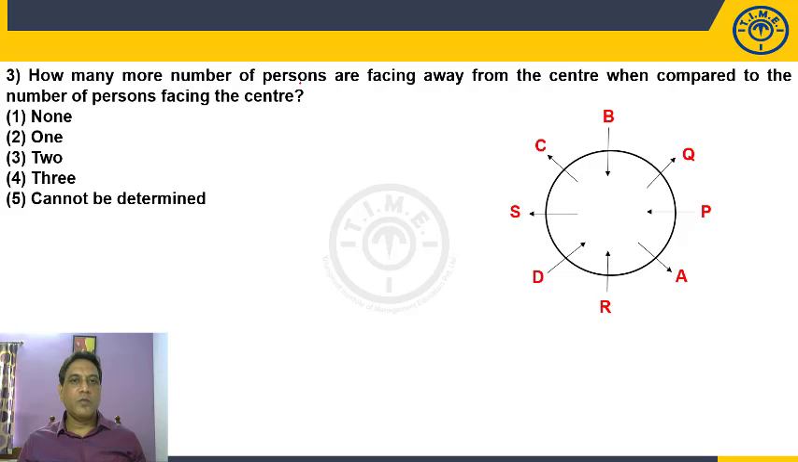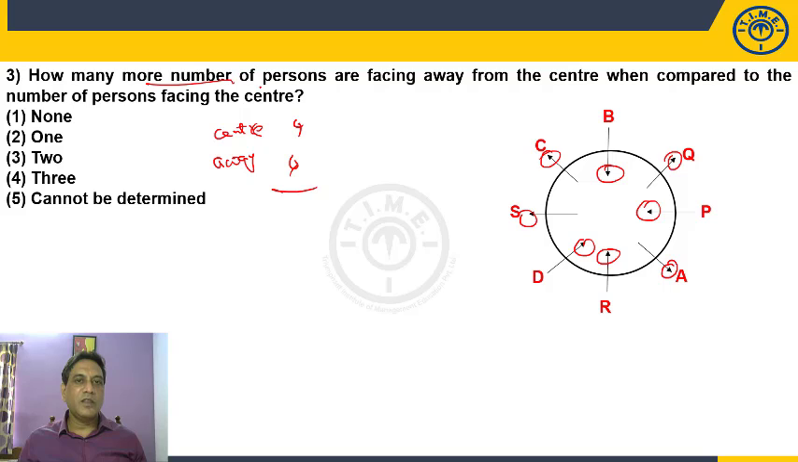How many more number of persons are facing away from the center when compared to the number of persons facing the center? So facing center, let us count. How many are there? 1, 2, 3, 4. How many are facing away from center? The remaining 4. 1, 2, 3, 4. So how many more are there facing away? None. 0. So option 1.